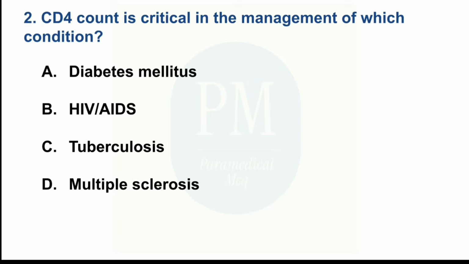CD4 count is critical in the management of which condition? Option A. Diabetes mellitus. Option B. HIV AIDS. Option C. Tuberculosis. Option D. Multiple sclerosis. The correct option is option B. HIV AIDS.